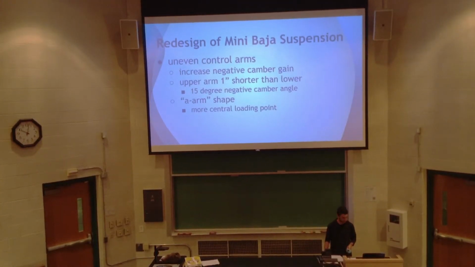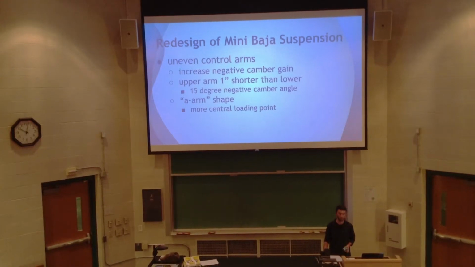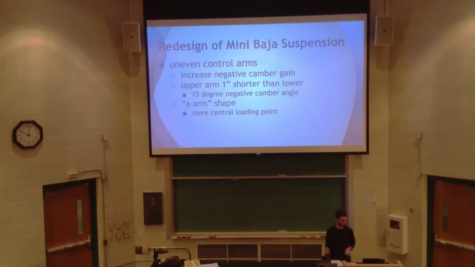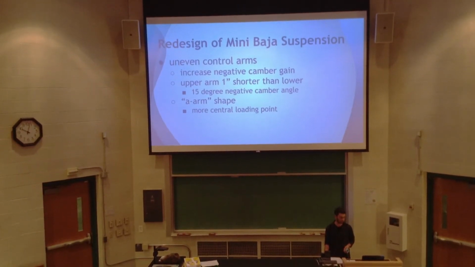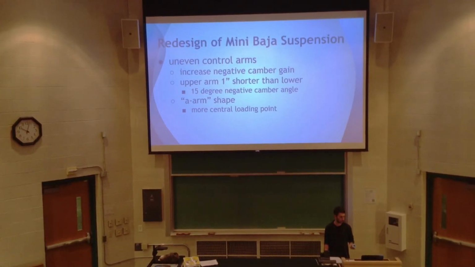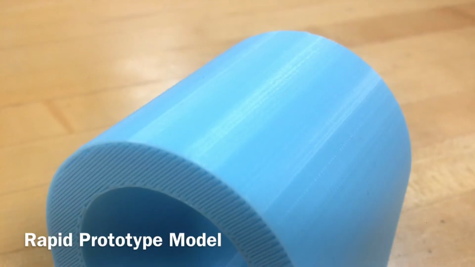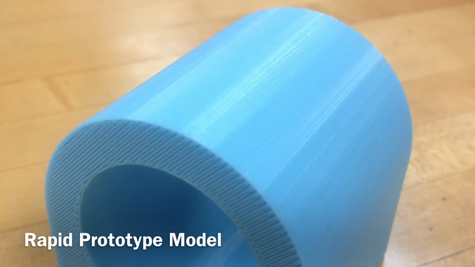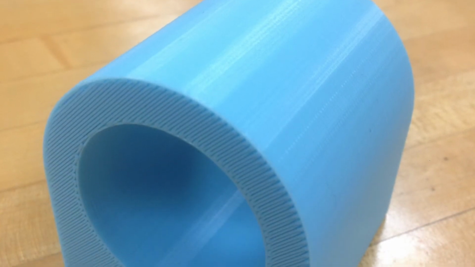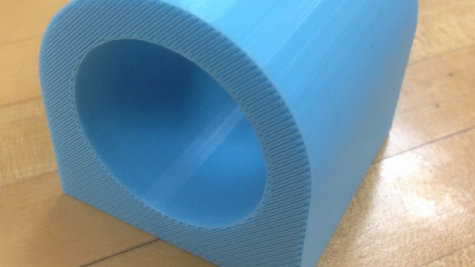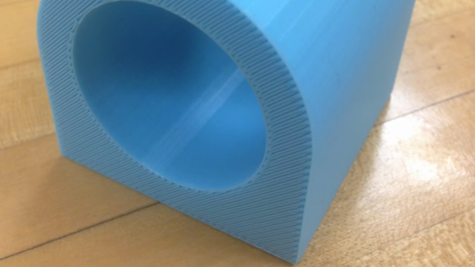For the mini Baja suspension system, again, we had uneven control arms. This increased the negative camber gain because the upper arm was 1 inch shorter than the lower arm, giving a 15-degree negative camber angle. The suspension system they had was an A-arm suspension, which was the wishbone we talked about. The nice thing about it is it had a more central loading point. For visual, this is a suspension bushing with a coilover suspension. It was designed using rapid prototype techniques. It goes on top of the suspension system and holds the suspension system to the chassis of the car.